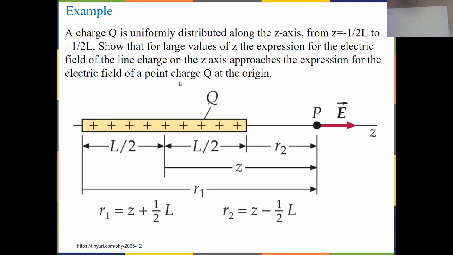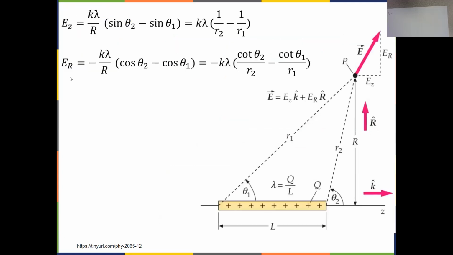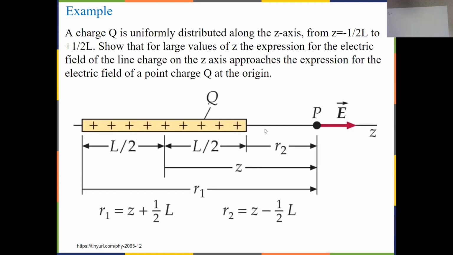Okay, so we'll take a look at this example here. This is the line charge again, but in this case, this is the z direction, and it's looking for what will be the electric field at this point P. Okay, so then we'll be using this result for that. We are just going to use this expression, k lambda times 1 over r2 minus 1 over r1. So on this side, this guy here.